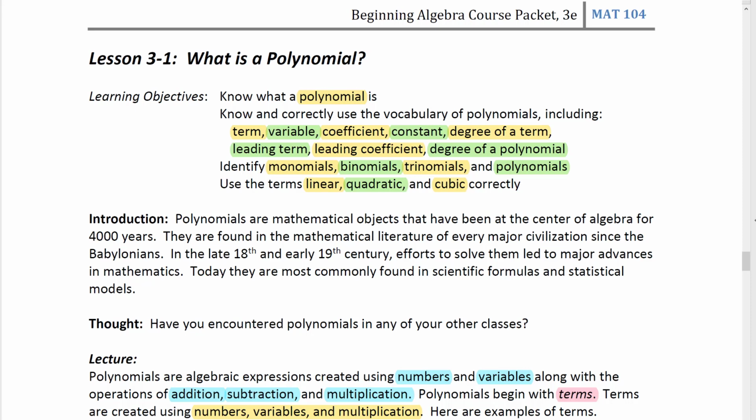On page 113 of your textbook, if you look at the learning objectives at the top of the page, I've highlighted here all of the different vocabulary words that are included: polynomial, term, variable, coefficient, constant, degree of a term, leading coefficient, degree of a polynomial, monomial, binomial, trinomial, polynomial, linear, quadratic, cubic. We'll also see the word constant. So there's one or two that actually don't even show up in this list that we'll talk about. Learning about this vocabulary is very important because it will be used a lot in the lessons that come after this.